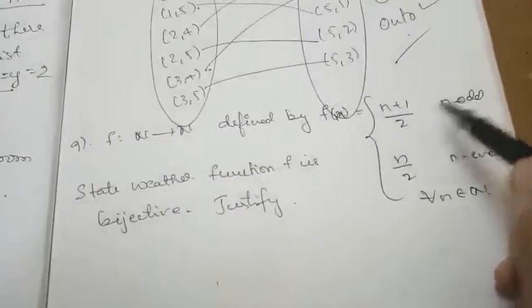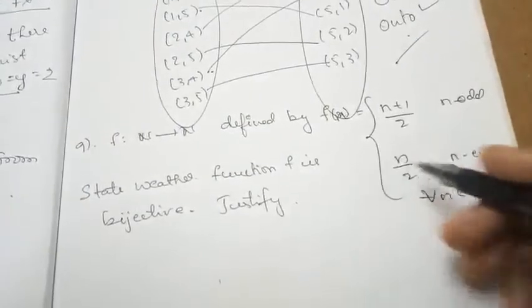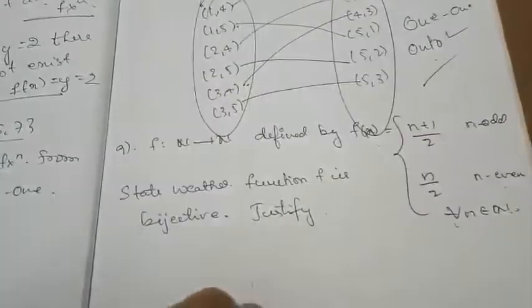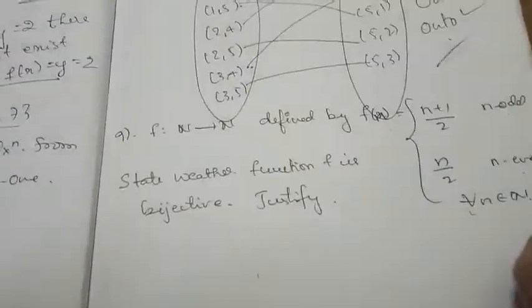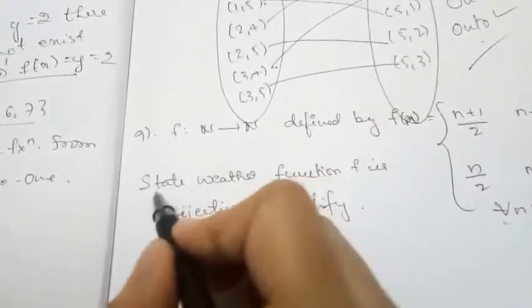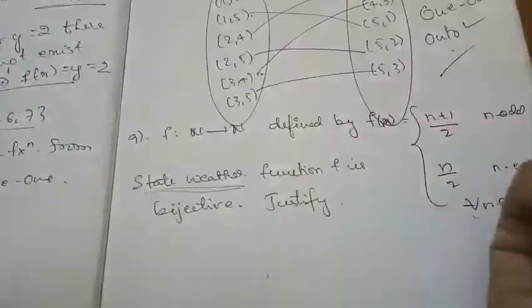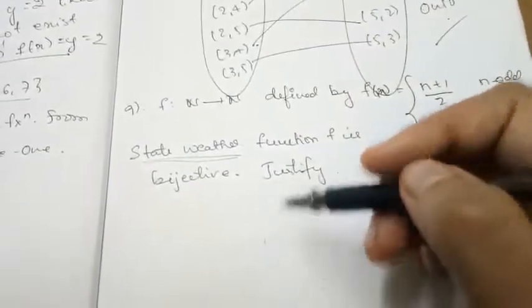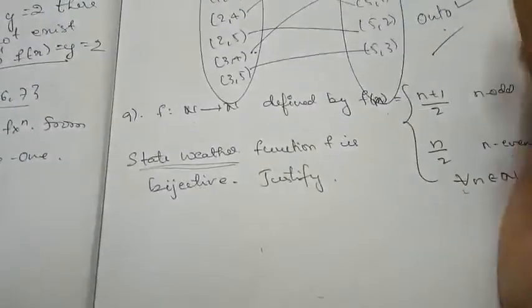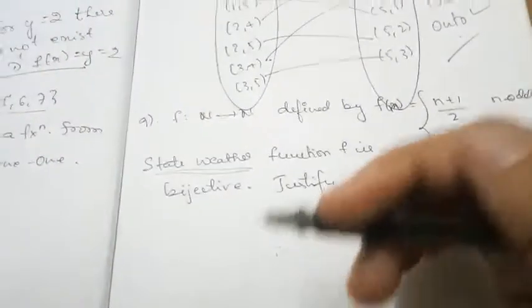The ninth question: the function is defined from the set of natural numbers to natural numbers. How is it defined? When n is odd, f of n is (n plus 1) by 2, and when n is even, f of n is n by 2, for all n belonging to the natural numbers. We need to check whether the given function is bijective or not, meaning whether it is both 1-1 and onto. Since they have said state whether, we don't know whether it is bijective or not. So whether we need to take one example and say that it is not bijective, or prove that it is bijective, will become clear if we do the mapping.